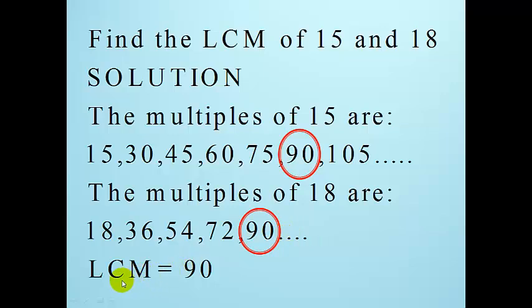Now, the least common multiple is 90, as shown. The least common multiple is 90. So the LCM of 15 and 18 is 90.